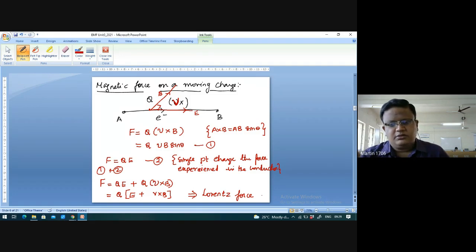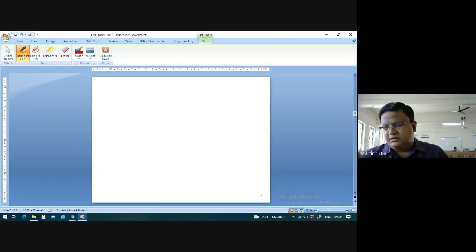Maybe you have studied it in another form, which I will also tell. Here Q is the charge, E is the electric field, V is the velocity, and B is the magnetic flux density. This is one form in terms of charge, electric field and magnetic field. The same Lorentz force may be defined in another form, which you may have studied.